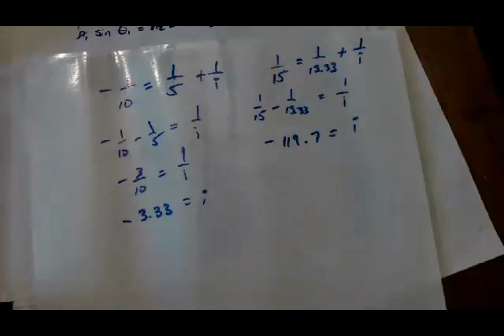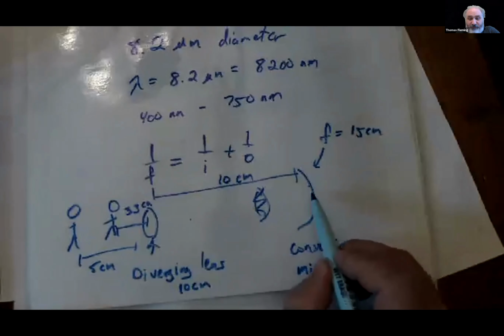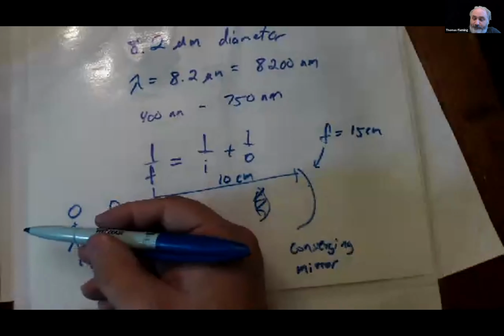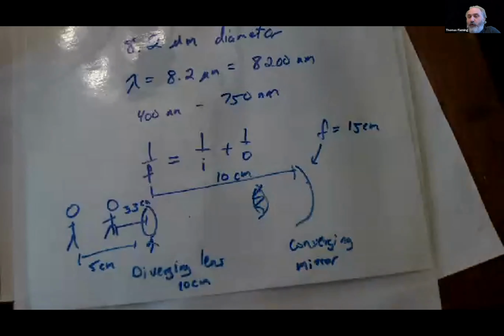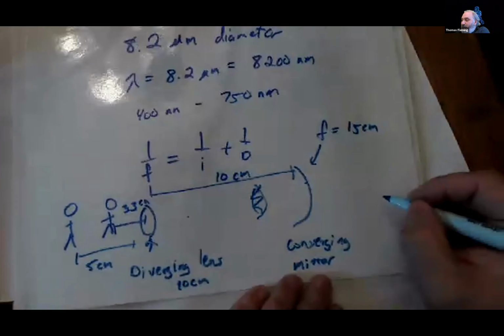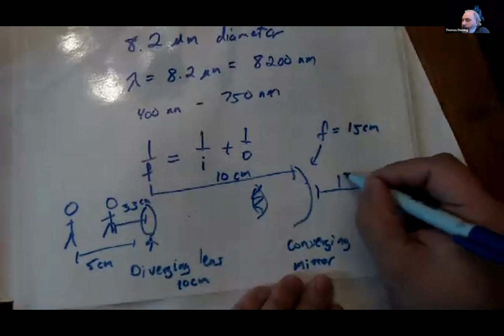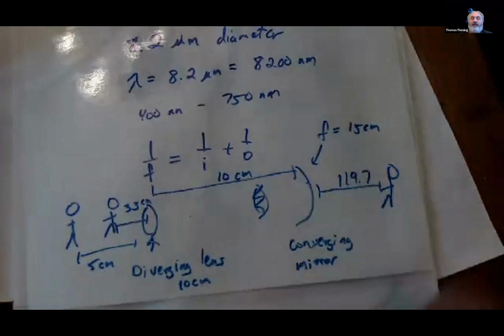Now, the rules for lenses and the rules for mirrors are different, the opposite, right? If this was a lens, having a virtual image would have meant the image would be on this side. But for mirrors, virtual images appear on the other side. So my object is going to appear to be behind the mirror, 119.7 centimeters.